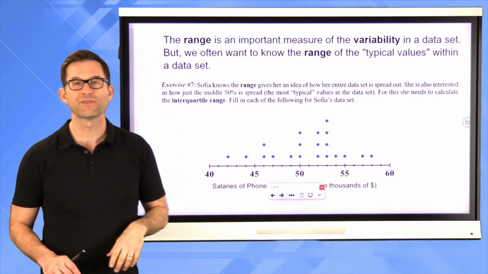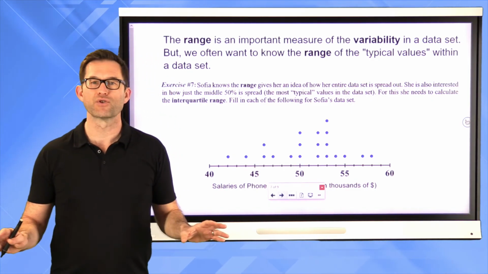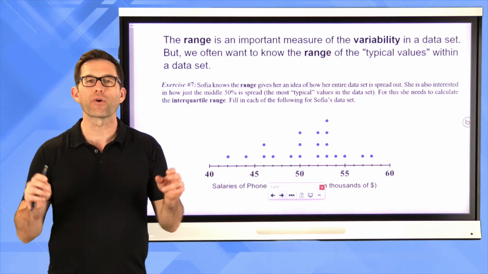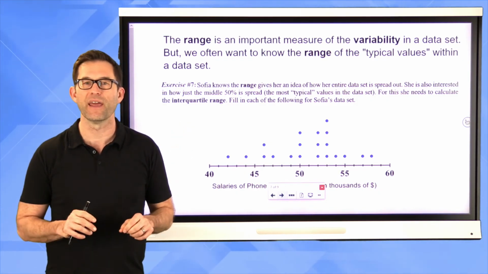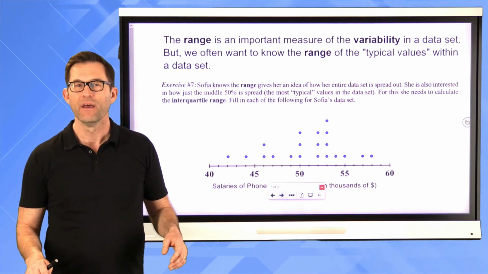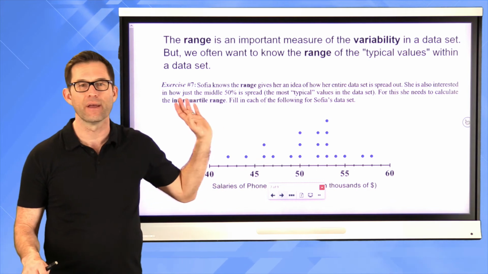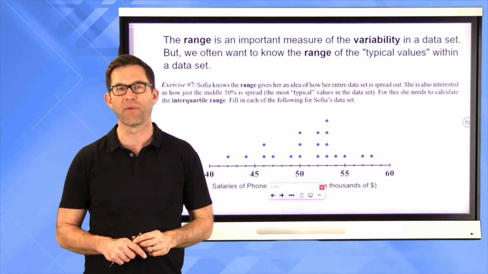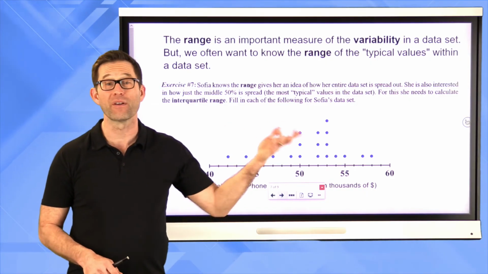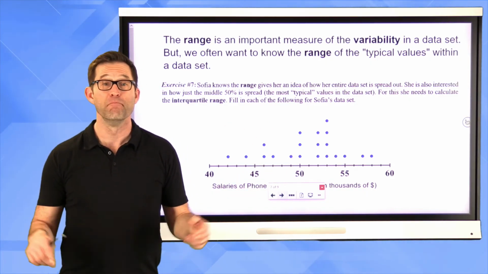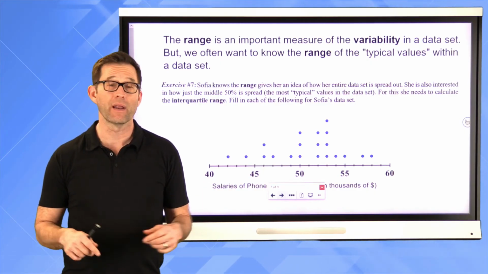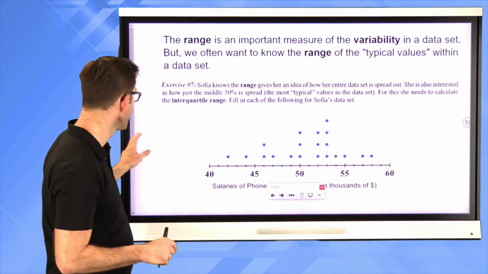All right, so the range is an important measure of variability, no doubt, in a data set. But we often want to know the range of what are called the typical values within a data set, and that's because the range can have what are known as outliers in it. We could have somebody that was hired by a nonprofit and was getting paid $15,000 a year to develop their app. Or we could get somebody that was hired by Bill Gates himself or something, and Bill Gates decided to pay the person $120,000 a year to start. Who knows, right? Those are outliers.